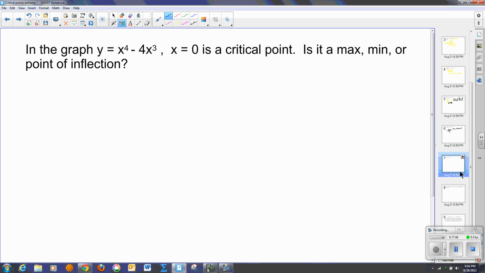All right, now, it says in the graph of x to the 4th minus 4x cubed, x equals 0 is a critical point. We want to know what type of critical point it is, a max, a min, or a point of inflection. Now, it's going to be easier to tell what a point of inflection is if the graph is already there and I'm telling you that the point at x equals 0 is a critical point. So let's go ahead and graph that.